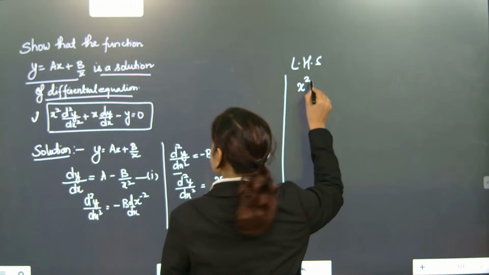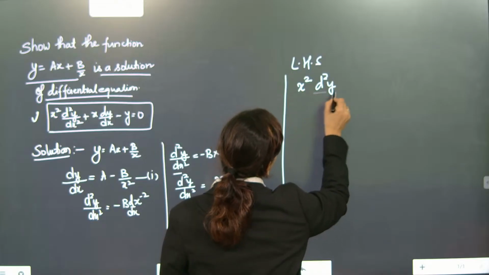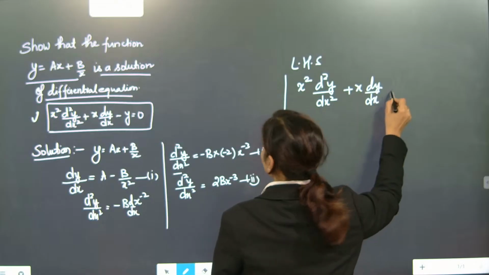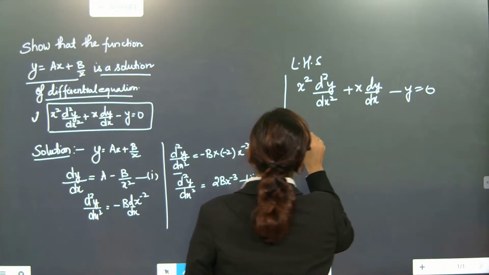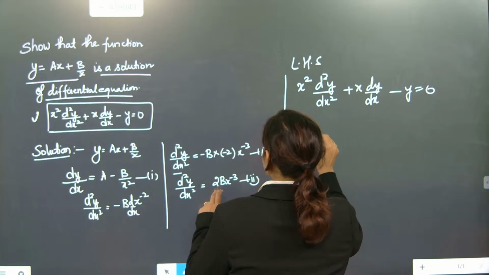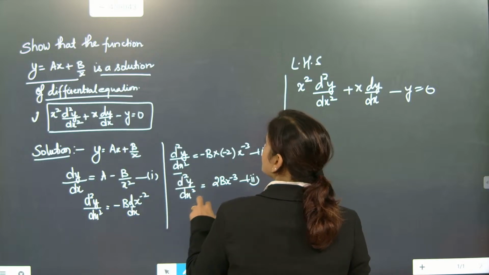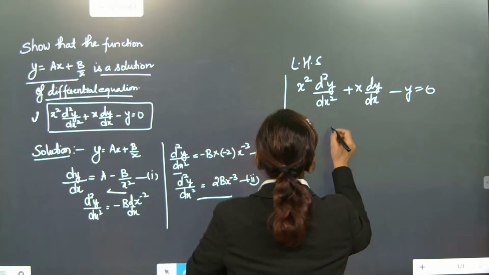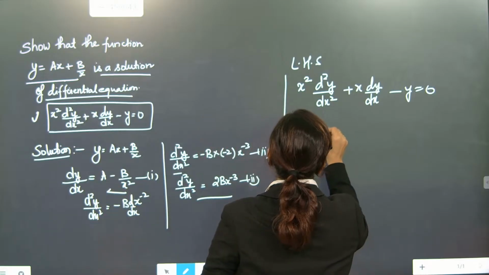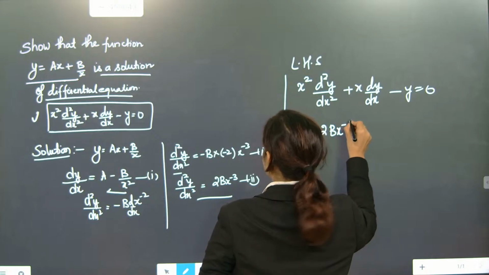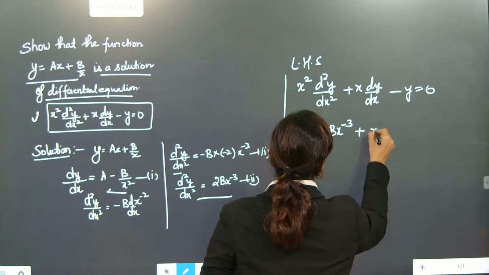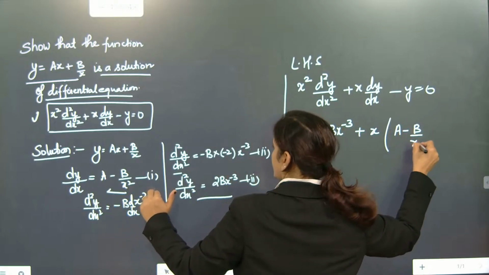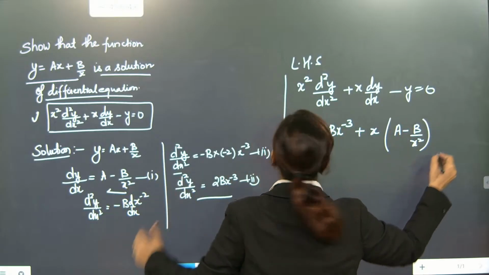So it will become x square d2y by dx square plus x dy by dx minus y equal to 0. So x square d2y by dx square, when you write that section, it will come as, because a got vanished and only the b part is there, 2b x to the power minus 3, plus x times dy by dx, whose value is a minus b by x square. After that, minus y.